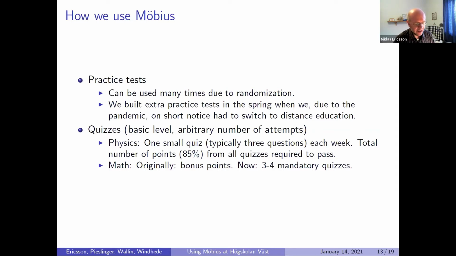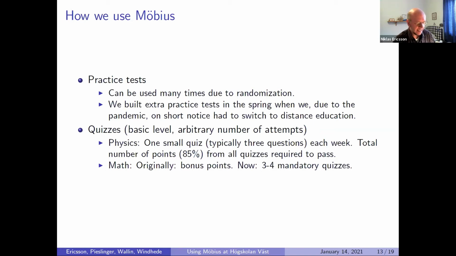So the student gets one such test every week, and then we have some percentage, say that they need 85% in total on all these tests to pass this. They can do them an arbitrary number of times. So if they miss the first time, they can just do it again until they succeed. It looks very much the same in mathematics. We have a little fewer tests, maybe 3 or 4 every course, which they need to pass, which are also on a basic level.